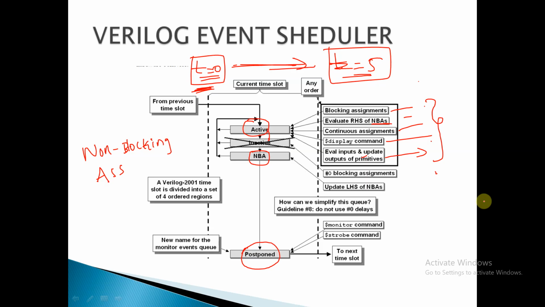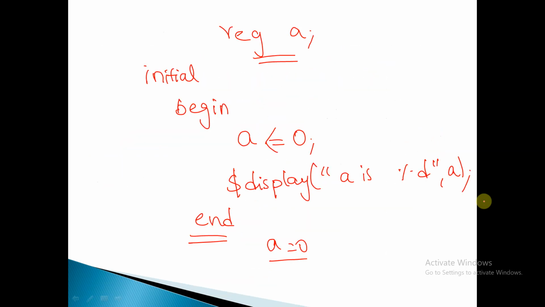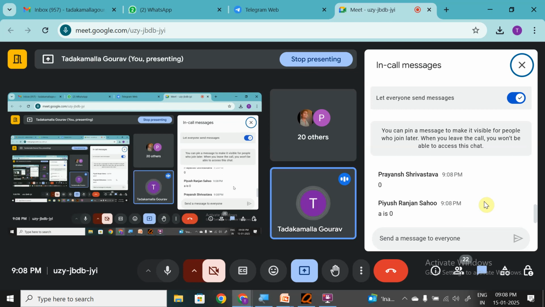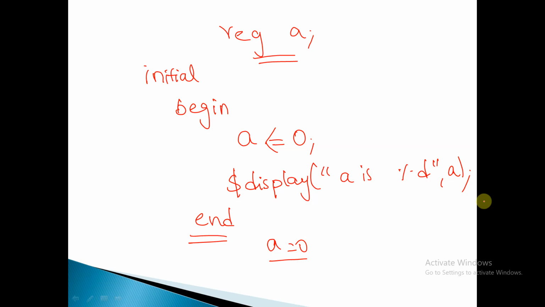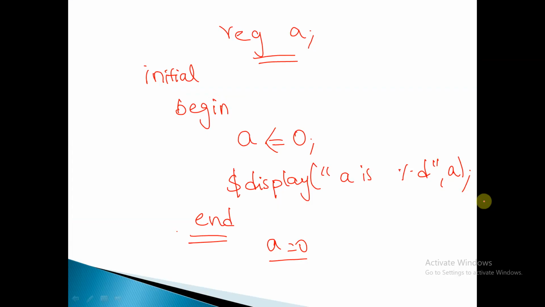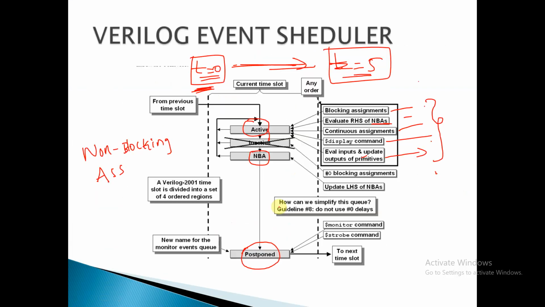Show me the question once. Initial begin, a non-blocking of 0, dollar display a is percentage d comma a. Unknown. Yes. Why? Because the RHS will be evaluated in the active region, but it will be assigned in the non-blocking region. So the dollar display works in the active region only. Yes, I will explain it.